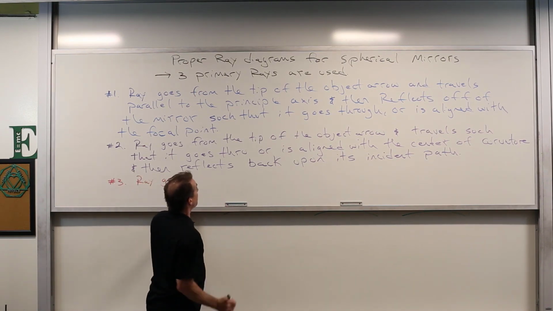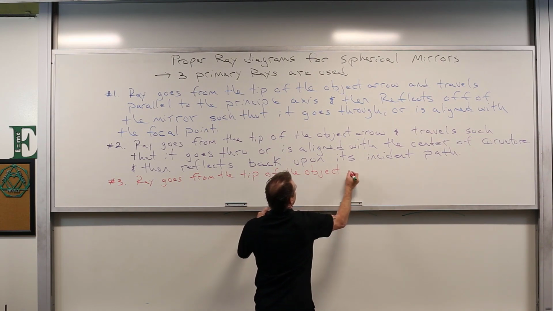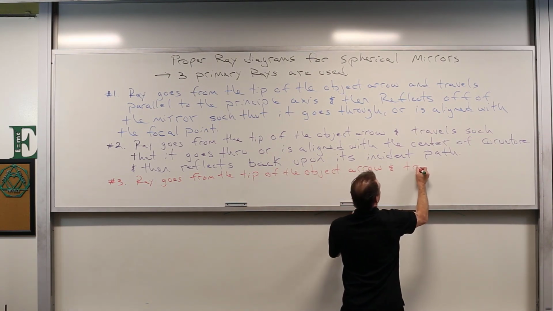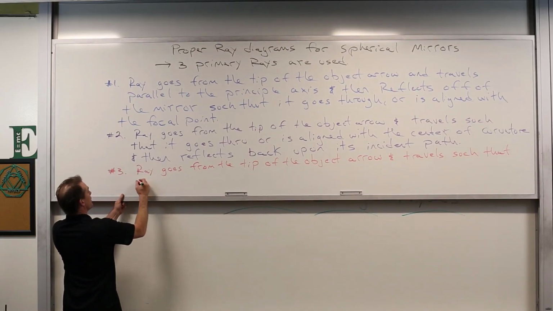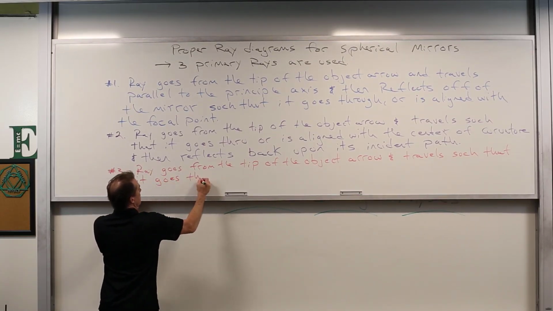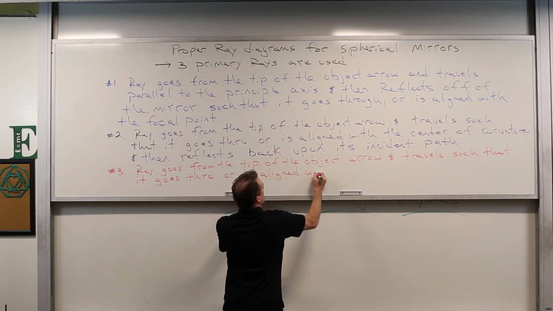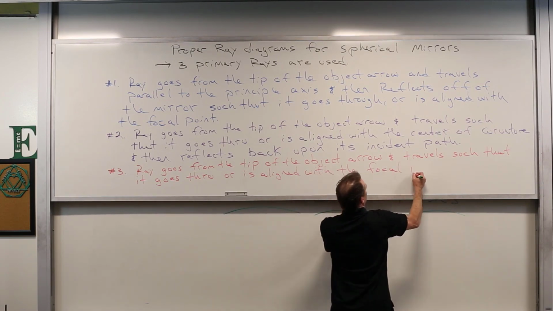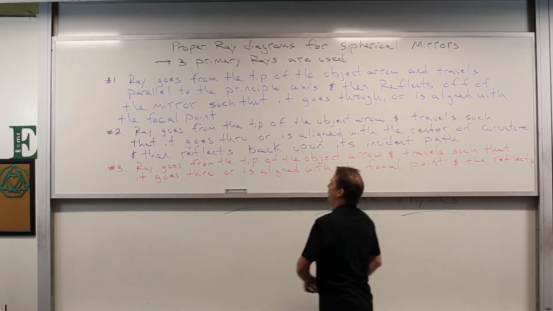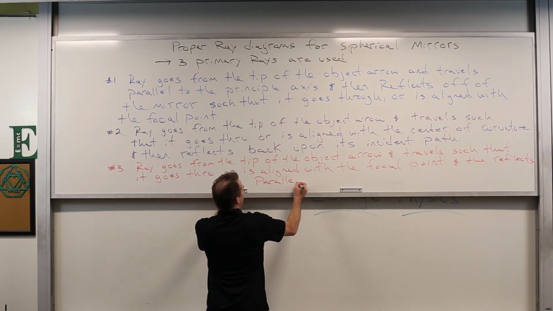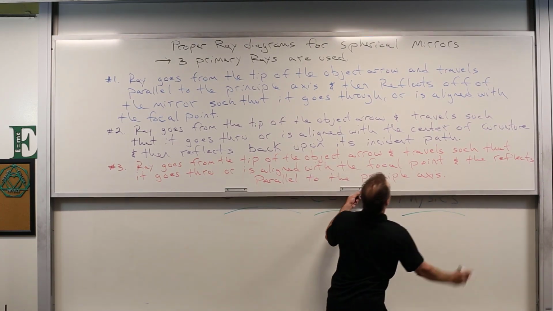The ray goes from the tip of the object arrow and travels such that it goes through or is aligned with the focal point, and then reflects parallel to the principal axis. Whew, I squeezed them all in.